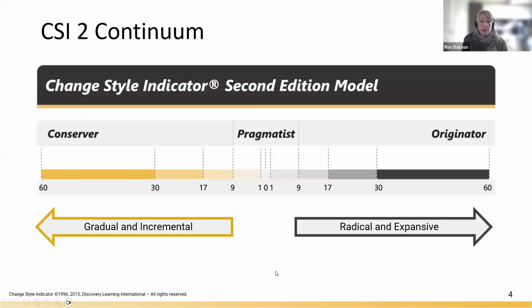So this is the continuum of the change style indicator. On the left, we have the conserver. This is somebody who likes gradual incremental change, and I'll discuss that in more detail. They like to really understand it all. They're not going to be going, yep, let's throw the baby out with the bathwater. They're going to be really like, what are the small little shifts and changes, if any?